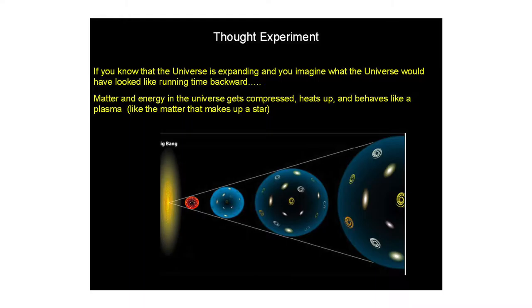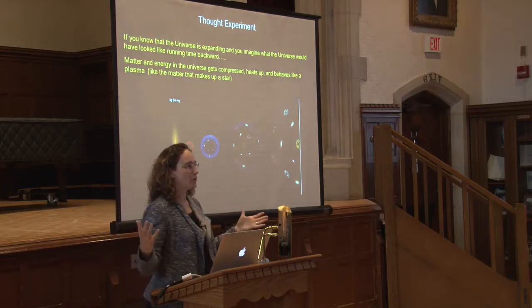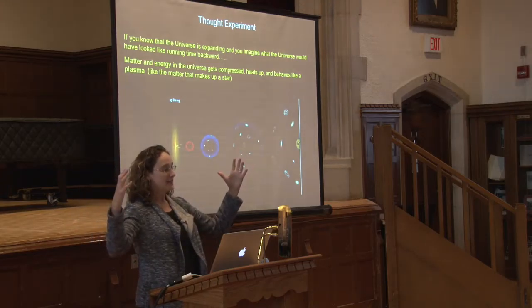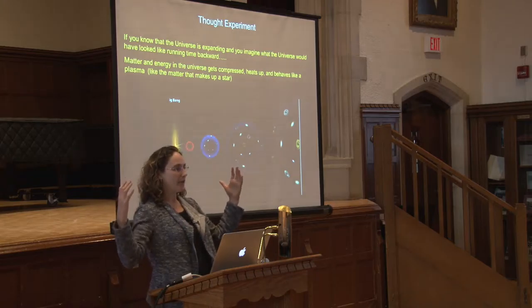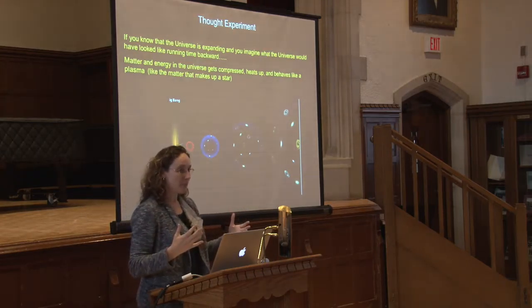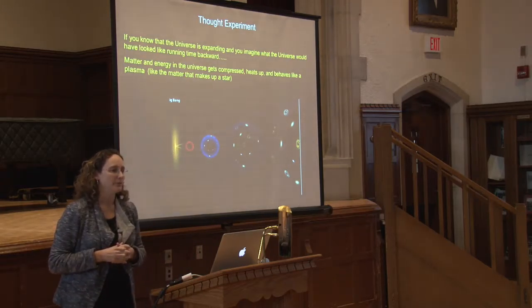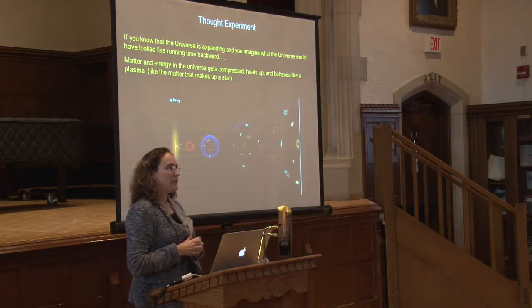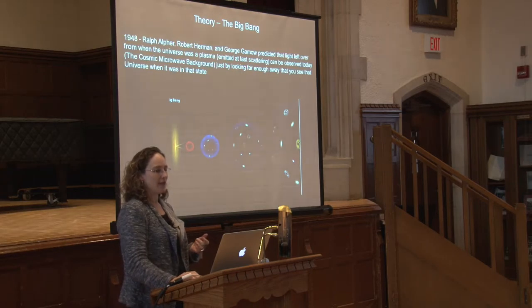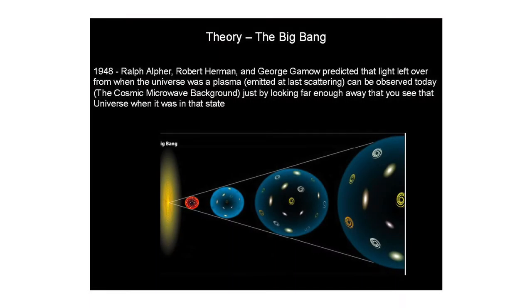Well, one thought experiment you can do is, if you know that the universe is expanding and you imagine running time backwards, and you say, if I had the energy density that I can measure out in the universe today, and I imagine running that backwards so that instead of being diffuse and relatively low density per square meter, let's compress the universe, what does it look like? Well, if you take matter and energy and you compress it and compress it and compress it, it heats up. And eventually, it reaches a phase of matter that's something like the surface of the sun, something like stellar material, something called a plasma. So it's actually a fairly straightforward conclusion that you reach, that Alpher and Herman and Gamow predicted: if that's true, then plasmas emit in a way that is not complicated.